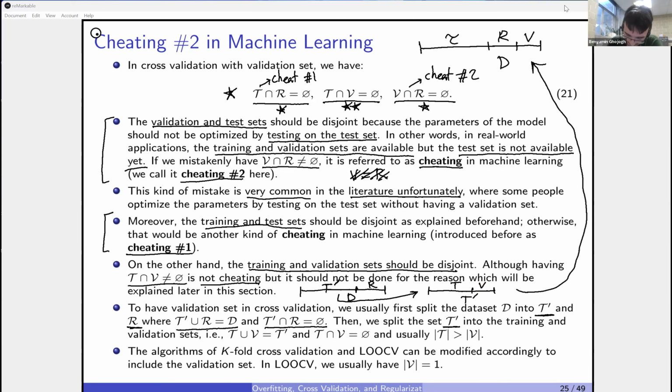Okay. The algorithms of k-fold and leave-one-out cross validation can be modified accordingly to have a validation set, because when I showed you, they didn't have a validation set, but you can simply modify them to have one. In leave-one-out cross validation, we usually take the validation set to be one data point, because that's leave-one-out cross validation, right?